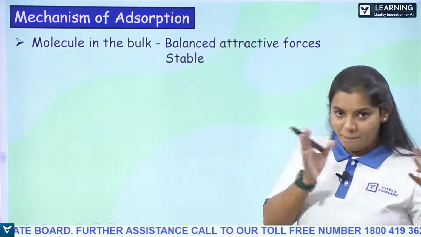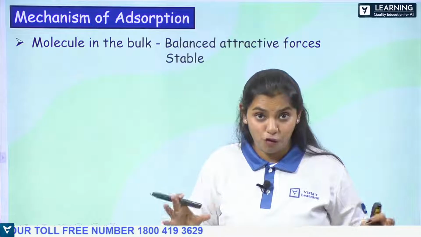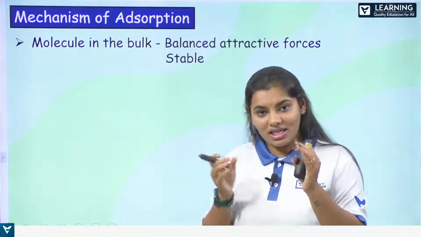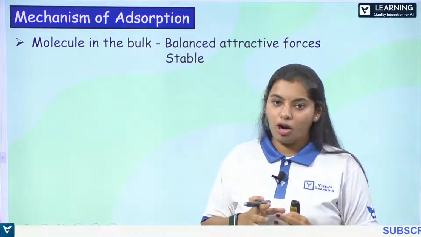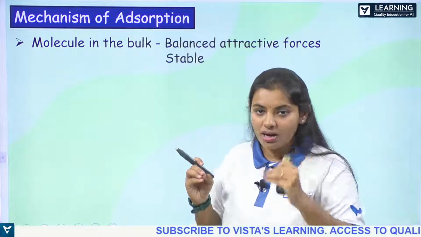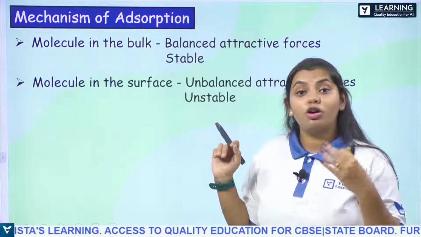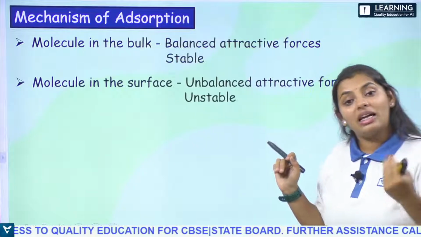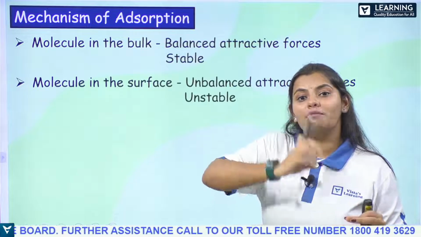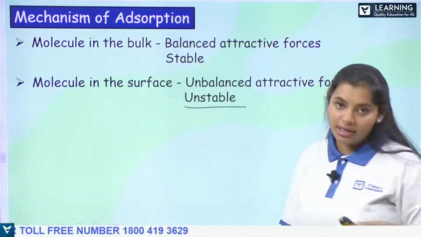So what we saw basically is that the molecule in the bulk has balanced attractive forces, because it is surrounded by other molecules, the same molecules, around it, which pull it in every way, and balanced attractive forces are produced. Hence the molecule in the bulk is stable, okay? But when we see the molecule on the surface, it has unbalanced attractive forces. The molecules which pull it are only at the side, not pulling it from the top. So this molecule on the surface is unstable in nature.